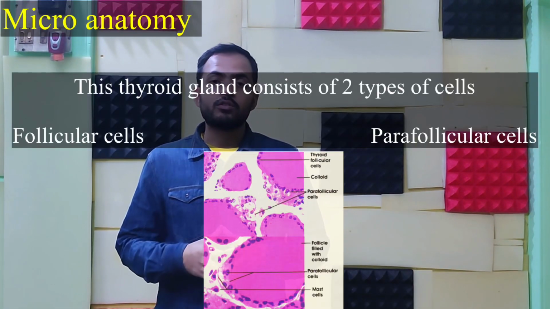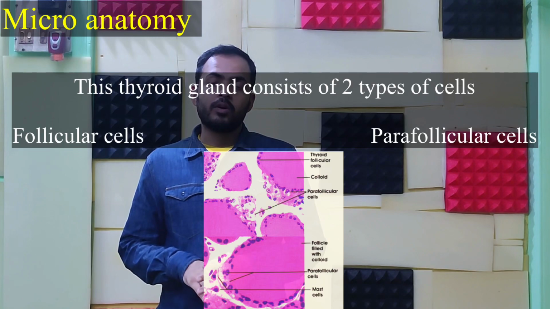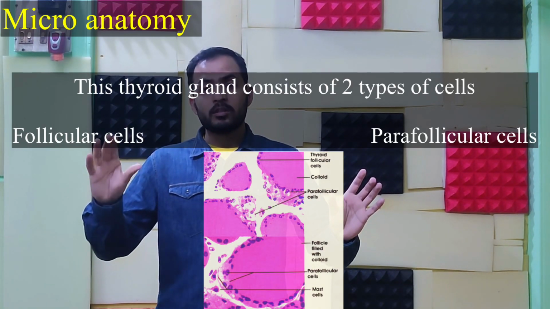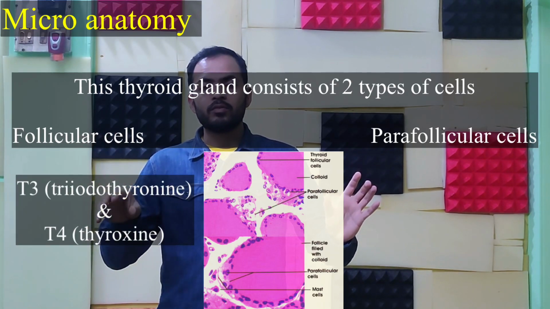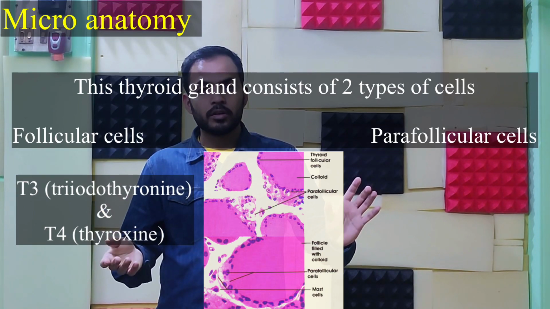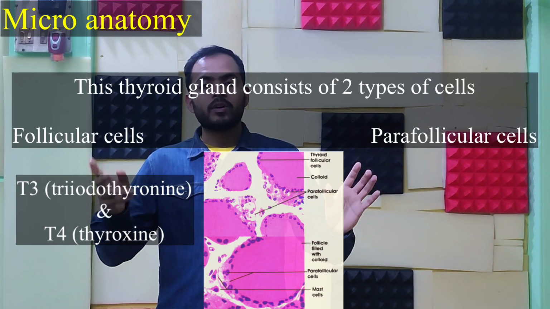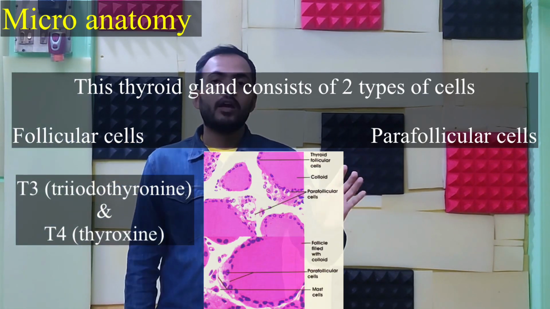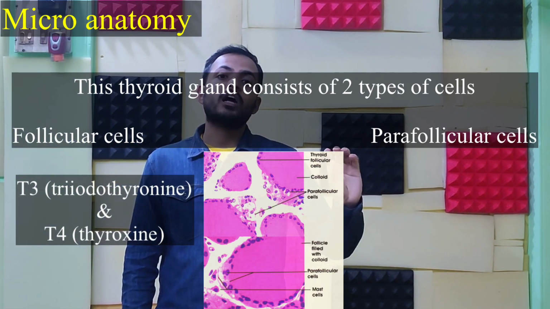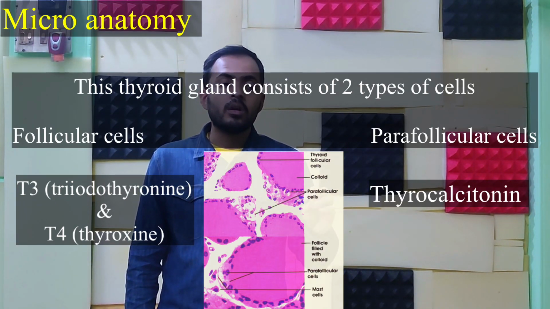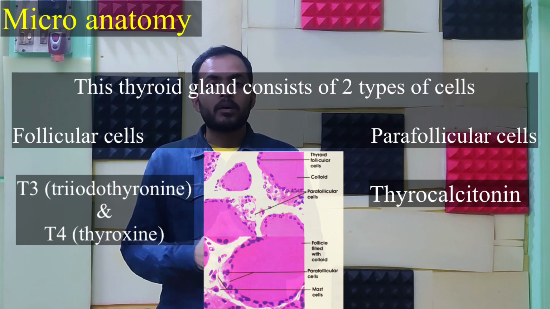This thyroid consists of two types of cell. One is follicular cells and the other is parafollicular cells. Follicular cells produce T3 and T4, triiodothyronine and thyroxine. What these hormones' functions are, I will talk about later in the physiology chapter, not here. The parafollicular cells produce the thyrocalcitonin hormone, which I will talk about later, not now. So this is a little bit of the microanatomy.